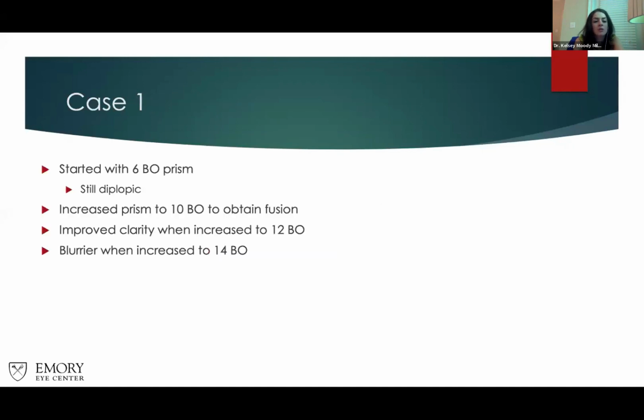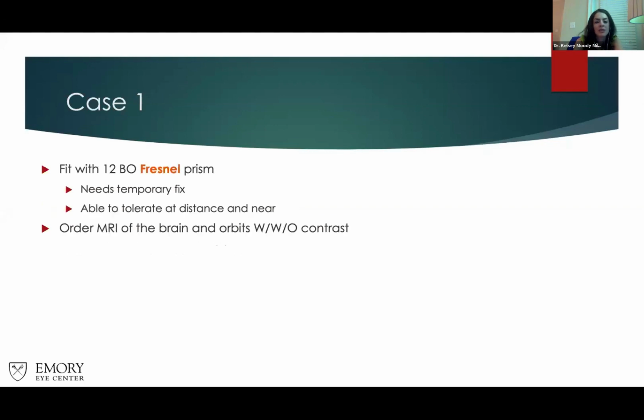So we started with 6 base out prism. He was still diplopic. So I started with half of what I measured. I measured a 12. So I started with a 6. So I increased his prism to 10 to obtain fusion. I then again moved the bar another 2. He had improved clarity when I went to 12, but it was blurrier when I increased it to 14. So I stuck with the 12 base out prism and applied it as a Fresnel.